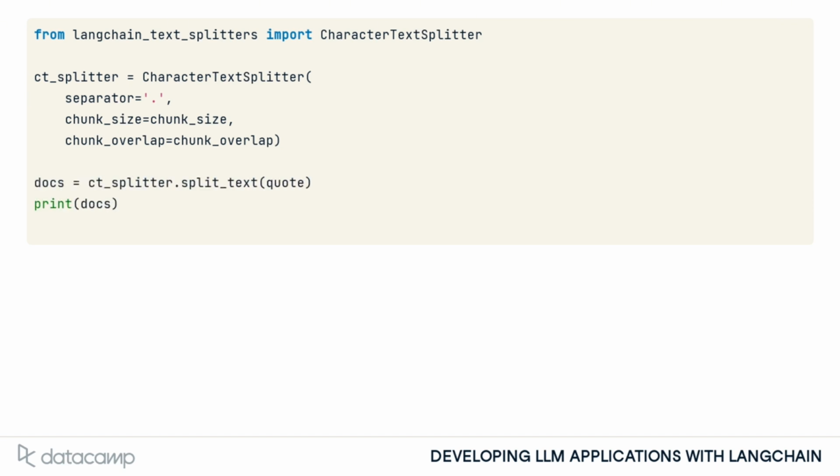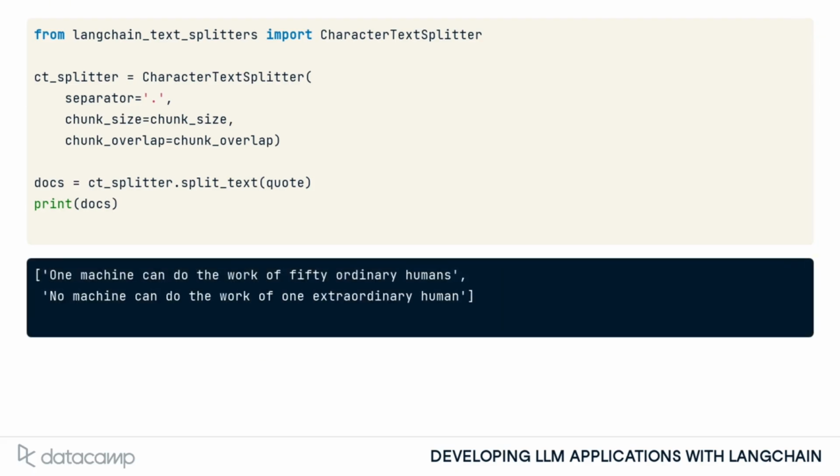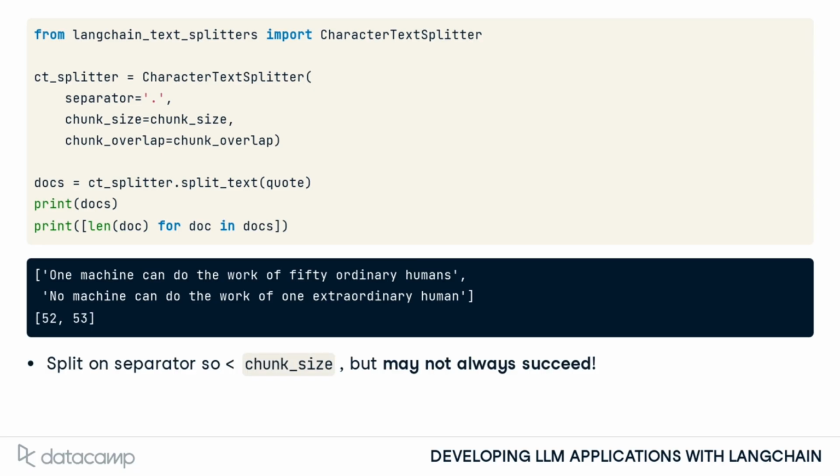Applying the splitter to the quote with the split text method and printing the output, we can see that we have a problem. Each of these chunks contains more characters than our specified chunk size. Character text splitter splits on the separator in an attempt to make chunks smaller than chunk size. But in this case, splitting on the separator was unable to return chunks below our chunk size. Let's take a look at a more robust splitting method.